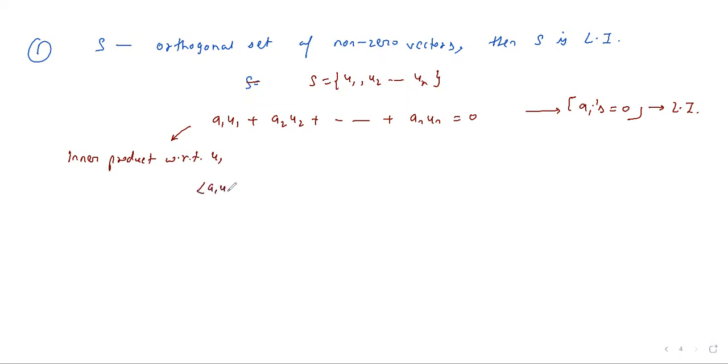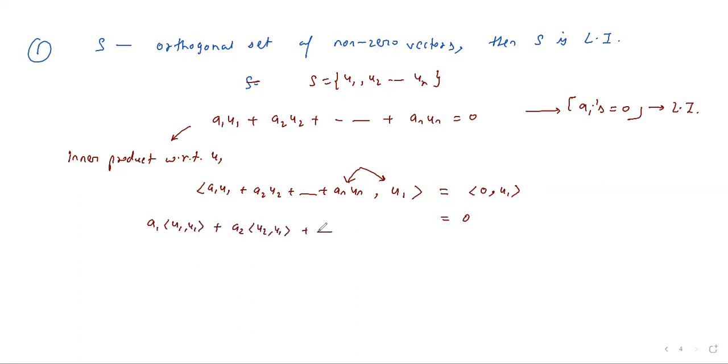We will get a1 u1 plus a2 u2 going on to an un, and we are doing its inner product with respect to u1, and that would equal, similarly, the inner product of 0 with u1 on the other side: 0 comma u1. Now we know that if we multiply any vector by 0, it is going to be 0 only. Now we apply the linear property of inner product spaces here. So it would be equal to a1 u1 comma u1 plus a2 u2 comma u1, and similarly going on to an un comma u1.